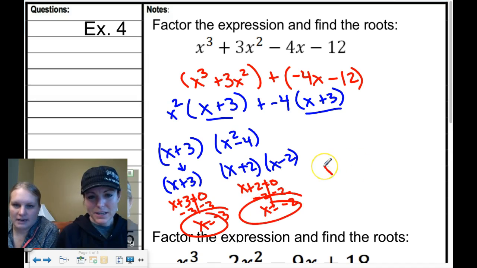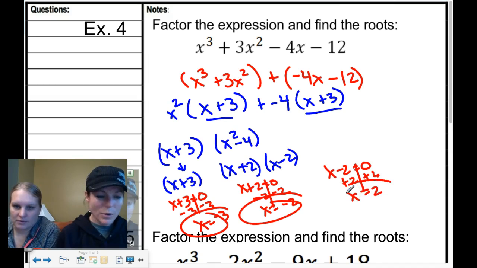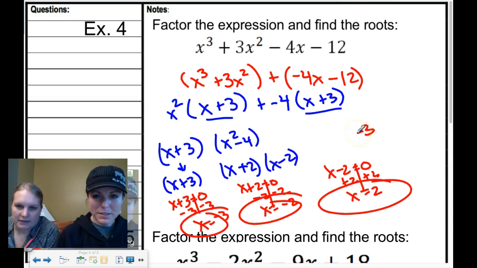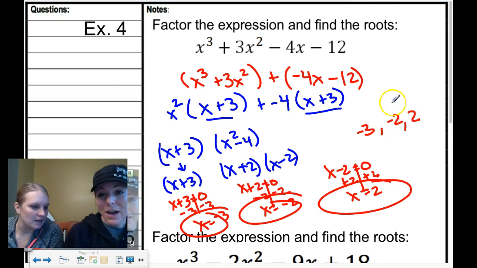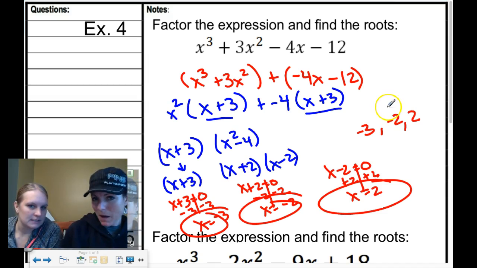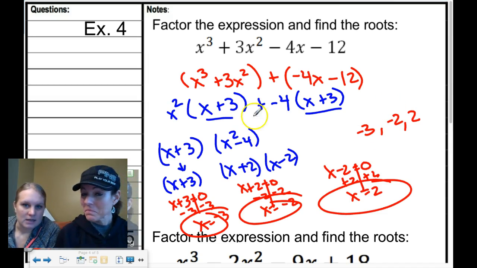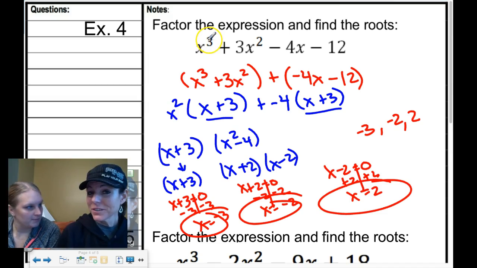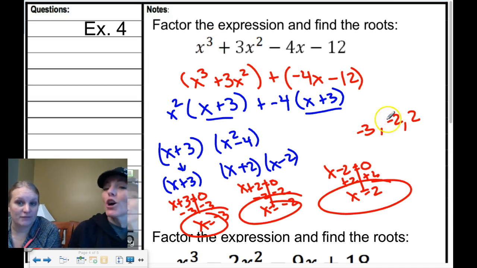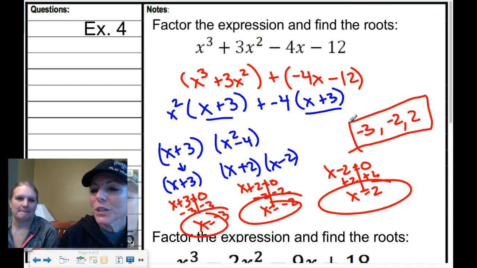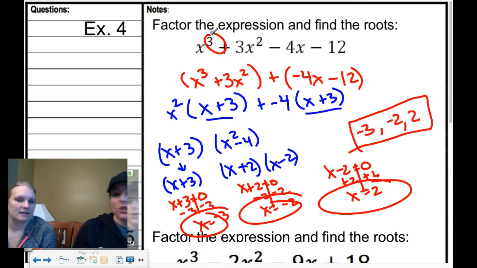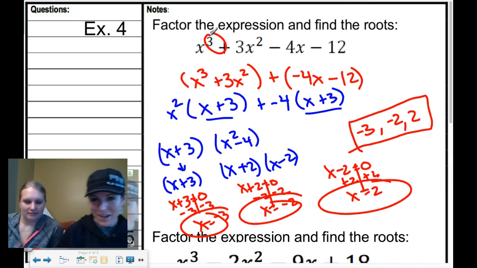And x minus 2 equals 0. Add 2, so x equals 2. So we have 3 roots: negative 3, negative 2, and 2. Now, I'm going to say something right now. What is the degree of this polynomial? It's to the third. It's 3, so it's cubic. So you should have 3 answers. Yes, that's what I'm saying. If the degree is 3, you better have 3 roots. If the degree is 2, you better have 2 roots. Got it? Okay.